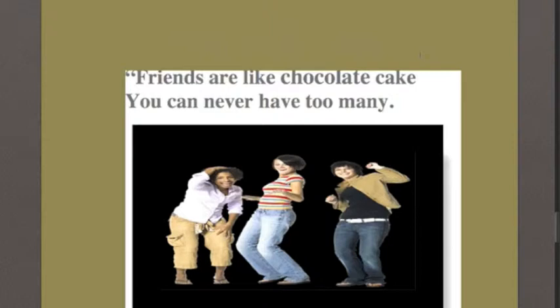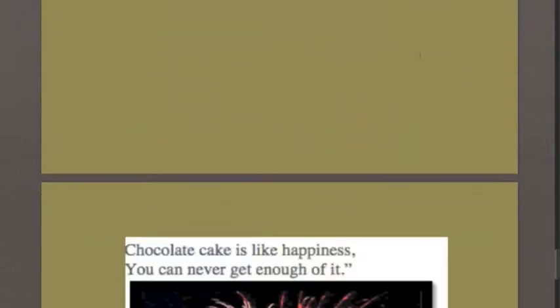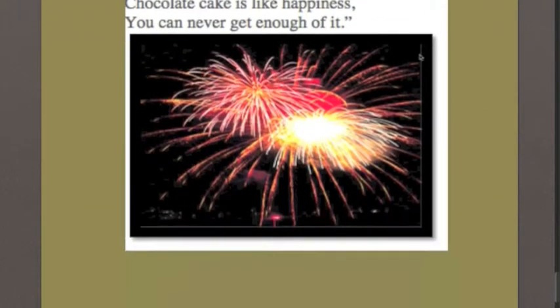For example, friends are like chocolate cake. You can never have too many. This tells us how this author feels about friendship. And this other example lets us know how this author feels about chocolate cake.